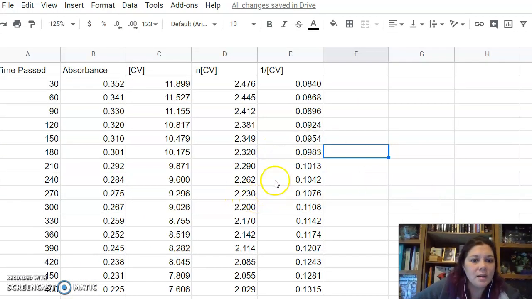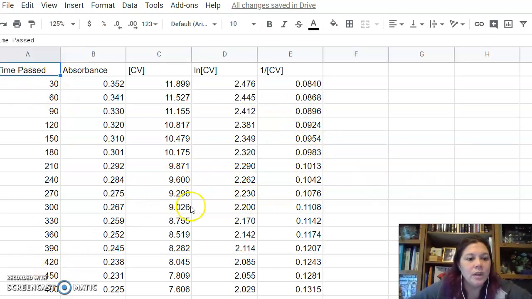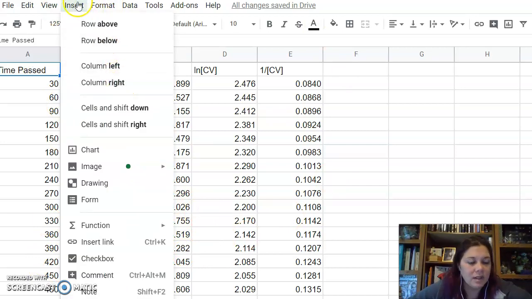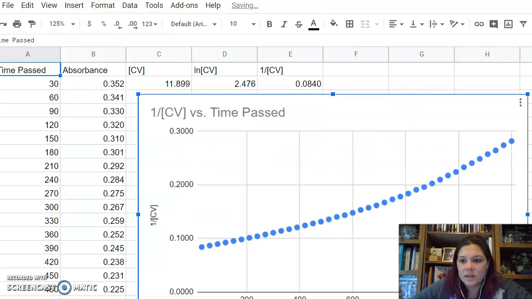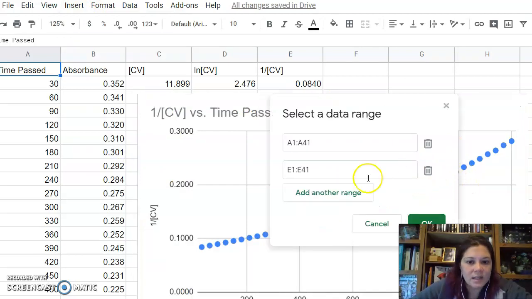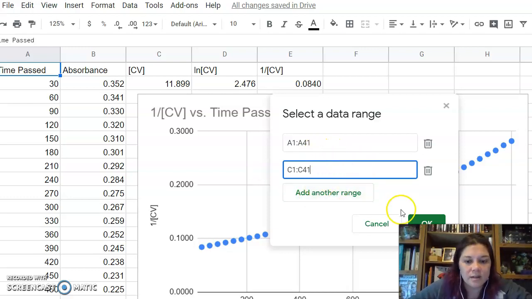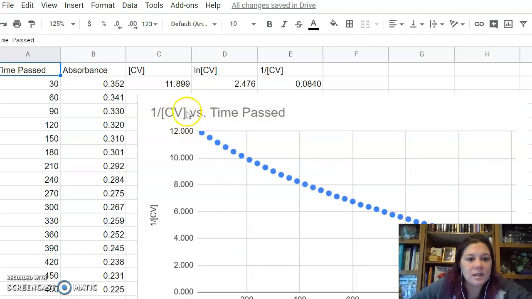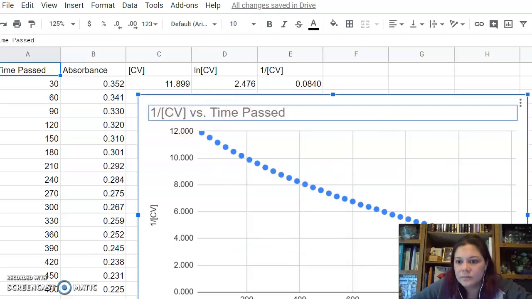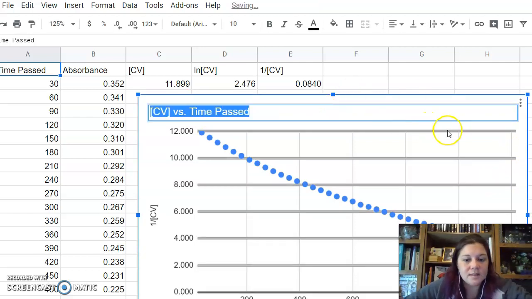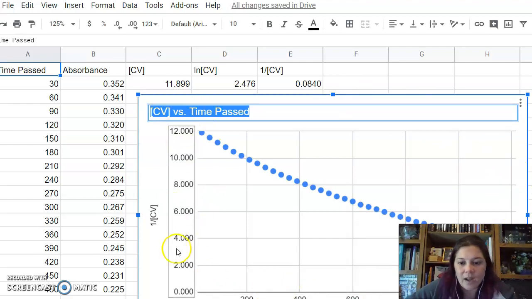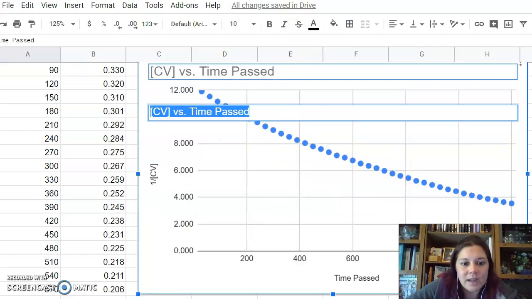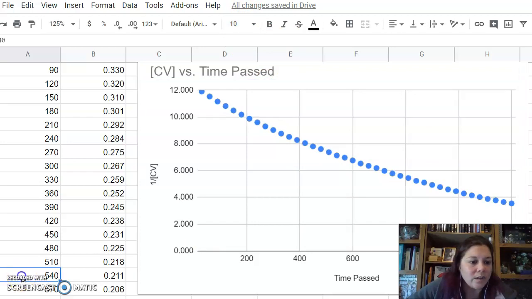Okay, so in this case, I'm going to go ahead and select the data that I want to include in my chart. I'm going to go to Insert, Chart, and I would rather use cells C1 through C41, because I want us to look at our concentration first. This is giving me my concentration versus time passed. Down here I've got the amount of seconds, and over here I have the concentration. We can see that it's a decrease, which makes sense with our information. Next, we're going to include a couple other settings that are going to allow us to see how linear this actually is.